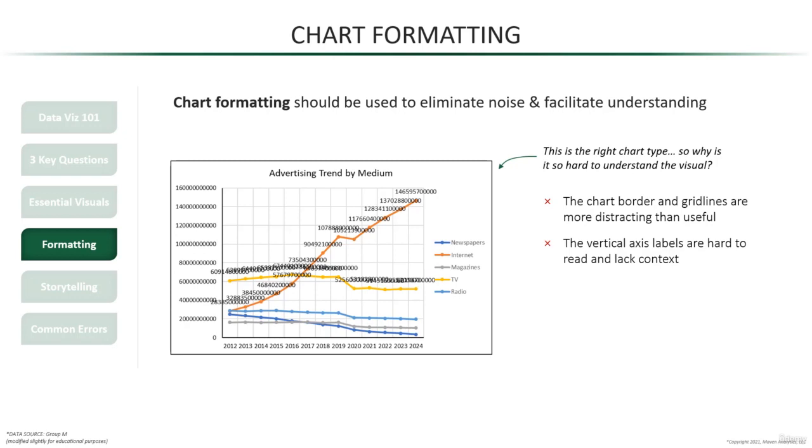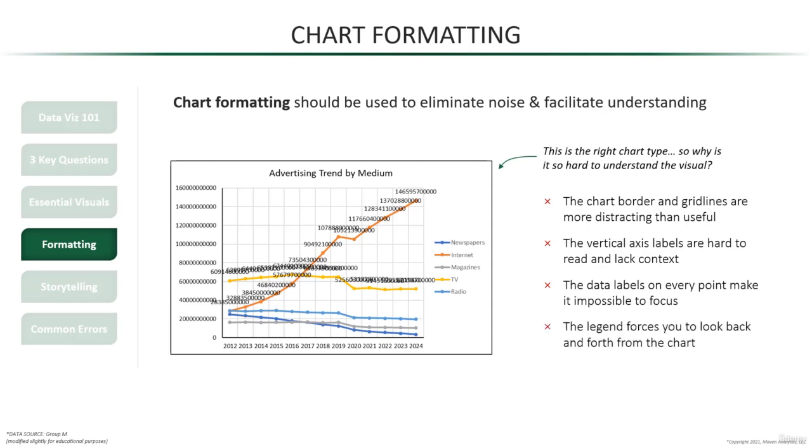Who knows? C, adding data labels to every single point on the orange and green lines not only makes it impossible to focus, but it actually makes it really hard to read them. D, having a legend here is necessary to know which color corresponds to each line, but it also forces you to look back and forth from the chart to the legend to try to figure out which is not ideal.